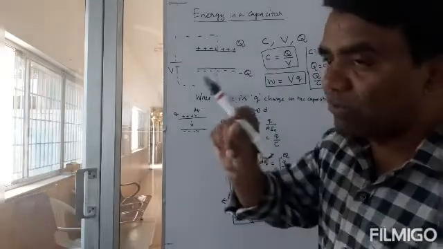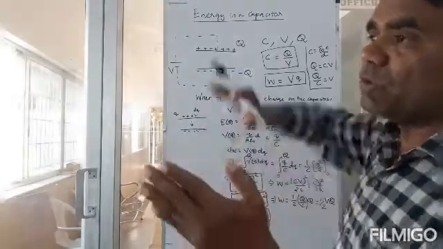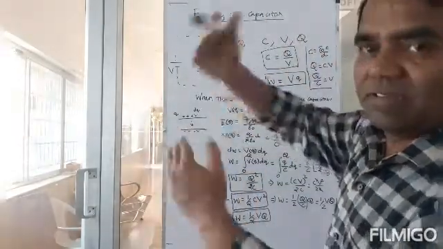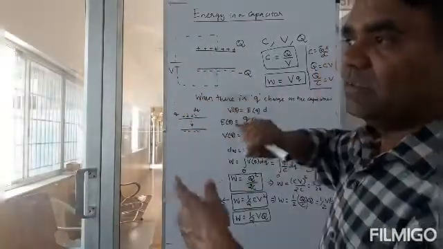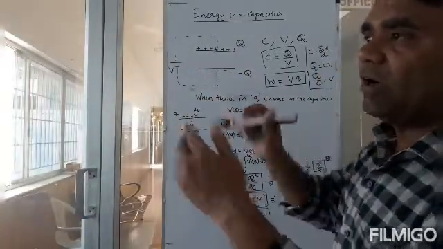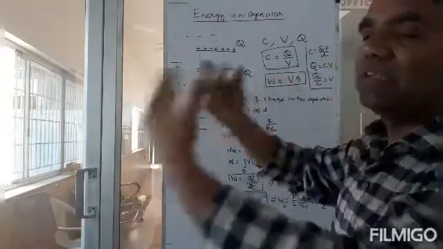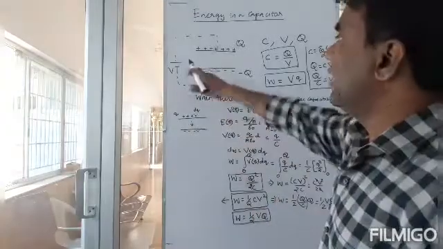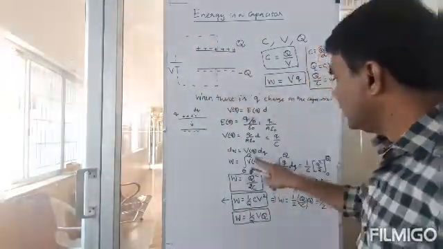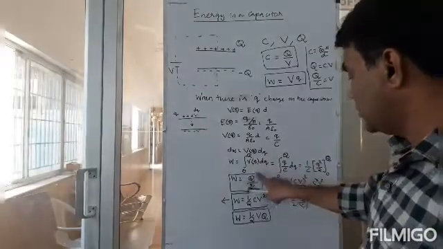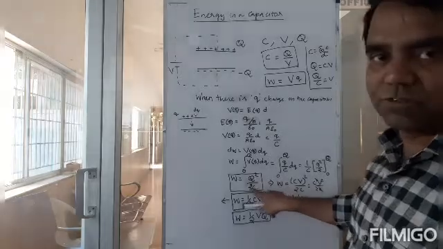But then this small work will have to be done as you go from 0 to capital Q. You will keep doing it, right? You will keep adding charges. So every time you add a charge, you will do work. And all these small works will have to be combined to give you the amount of work the battery has done in charging this capacitor. So that is given by this expression. So you got this here. Q squared by 2C is the expression you get.